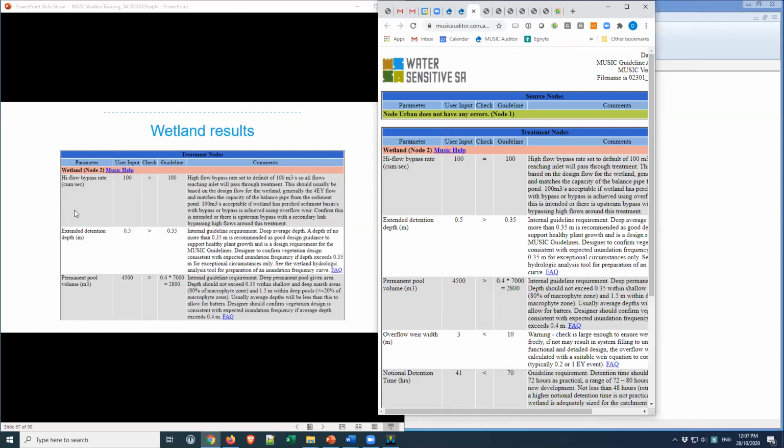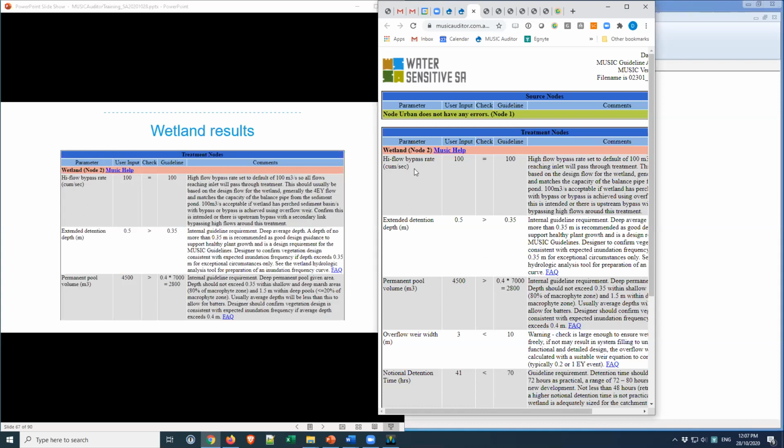It's flagged the high flow bypass, and it said this is 100. It's flagged the extended detention depth, and it's flagged the permanent pool. So in this case, what we've got is the high flow bypass. Generally we would prefer that is set to either a 1 in 1 year storm event or similar. Sometimes it's a 1 in 3 month or the 1 in 5 year that they're using, but generally we'd prefer that to be set to a 1 in 1 year event.